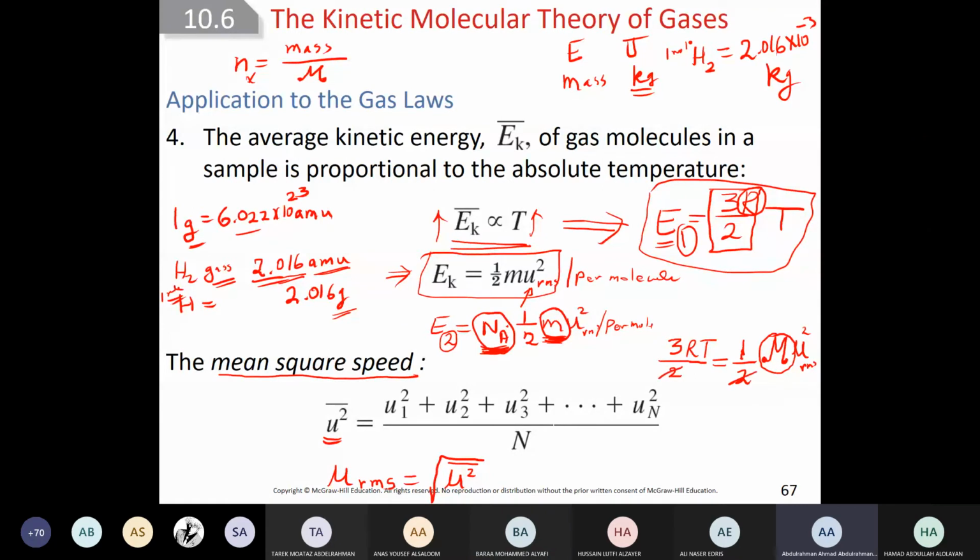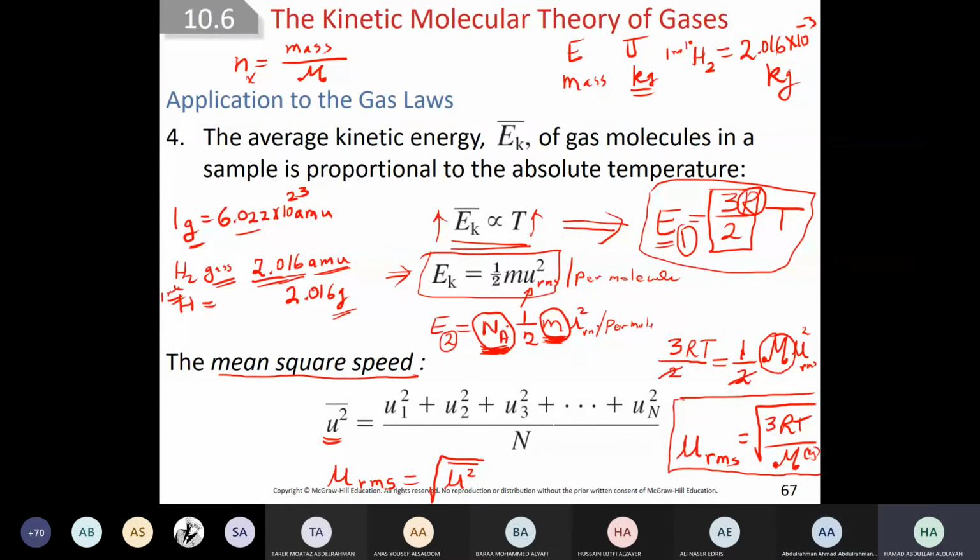Next, I want you to derive for me now: what is U_rms equal to? Square root of 3RT over the molar mass. Molar mass in kilogram, yes. Kilogram, very important. Memorize this.